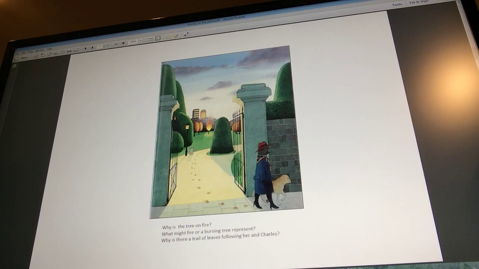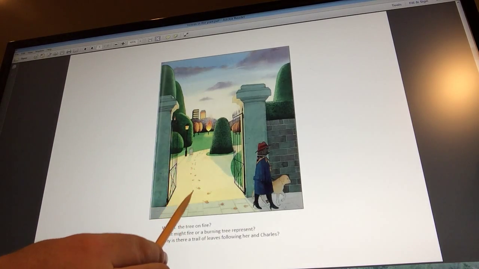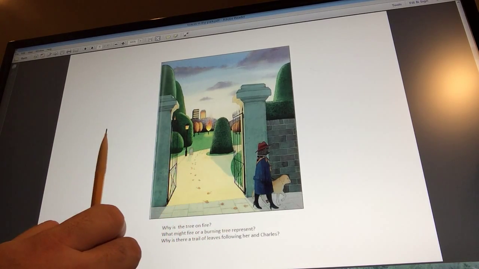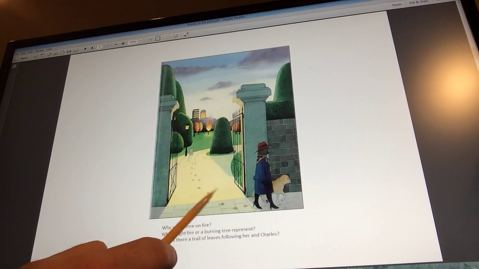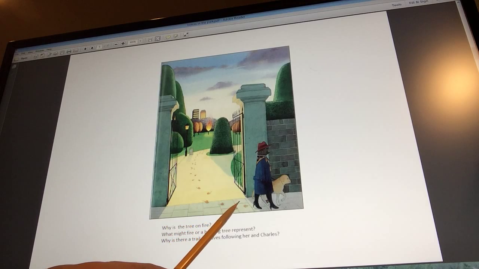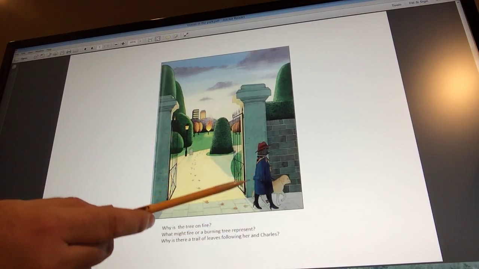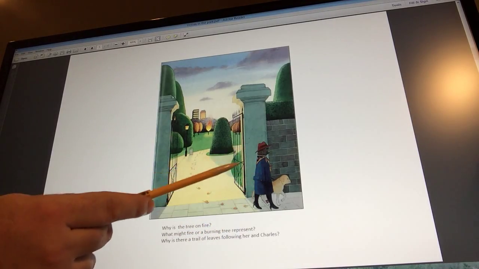I'm interested to know what you think the symbolism of the tree burning might represent. What does fire represent? What does burning represent? What does a tree represent, and why might it be being destroyed? An easier one. Why is there a trail of leaves following the mother and Charles? Who is it following? Who is bringing the park out with them? Is it the mother, or is it Charles, or is it Victoria? Notice again, replicating that earlier image in the text.